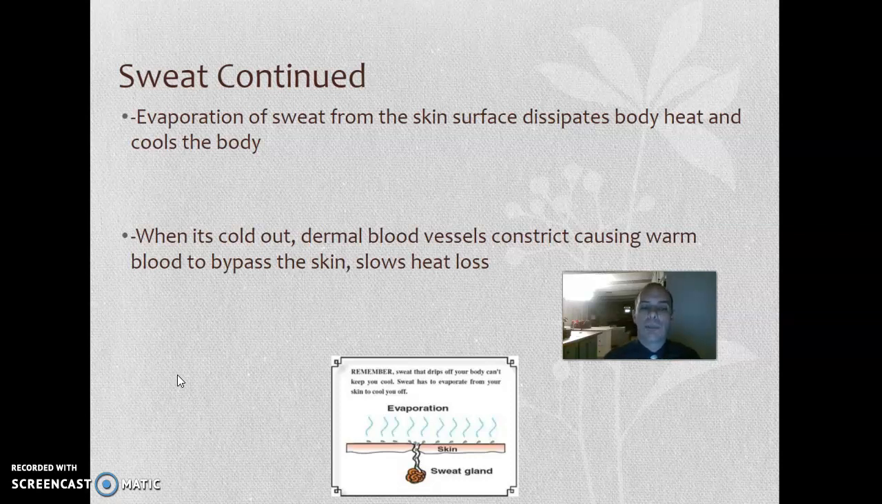When it's cold out, dermal blood vessels constrict, causing warm blood to bypass the skin and slowing your heat loss, which is an awesome condition in the cold.